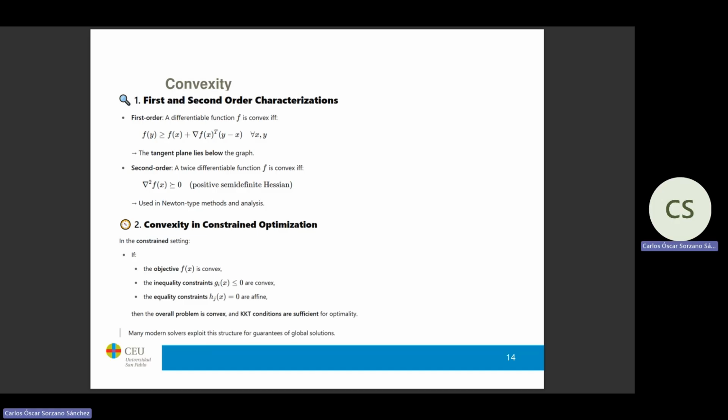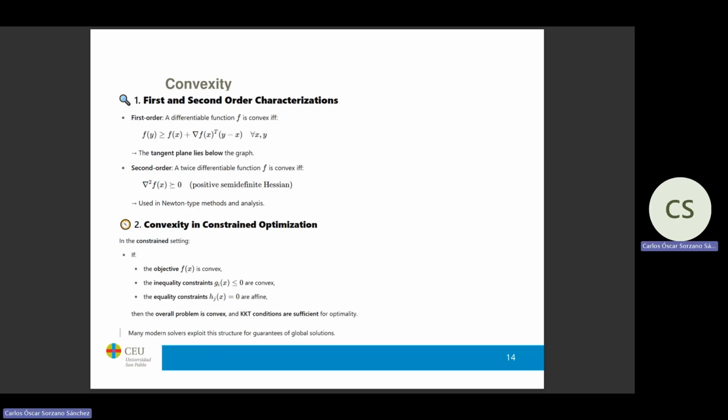There is another characterization of convex functions. So if the function is twice differentiable, then it is convex if and only if the Hessian that we already introduced, I think, is always positive semi-definite. So positive semi-definite means all the eigenvalues of this matrix are always larger than or equal to 0. And this is one of the properties that some kinds of algorithms that we will also see are exploiting.